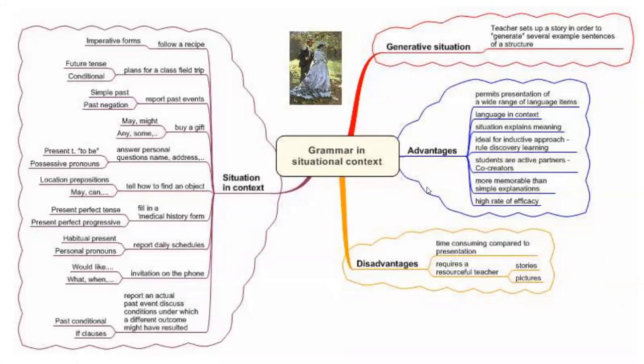So basically, when we talk about teaching grammar in situational context, from the word itself, situational. So, nice situation, di ba? And they need to use, or teachers need to use a generative situation. Okay? When we talk about generative situation, it is a situation which the teacher sets up in the lesson in order to generate several example sentences of a structure.